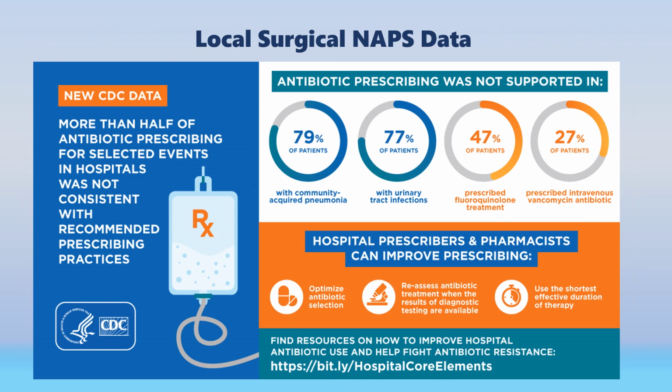The local NAPS data mentioned that more than half of the antibiotic prescribing for certain events in hospital was not consistent with the recommended prescribing practices. Antimicrobial prescription was not supported in 79% of the patients with community acquired pneumonia, 77% of the patients with UTI, 47% of the patients prescribed fluoroquinolone treatment, and 27% of patients prescribed IV vancomycin antibiotics.